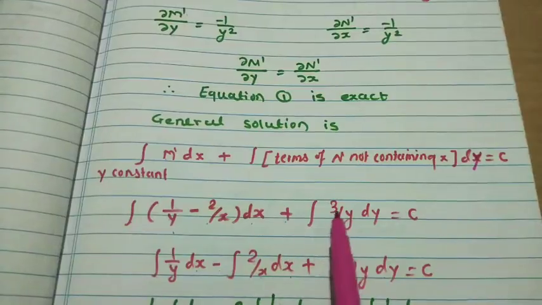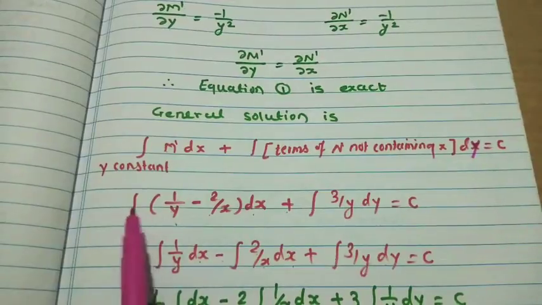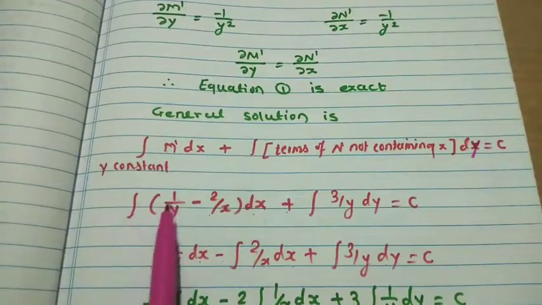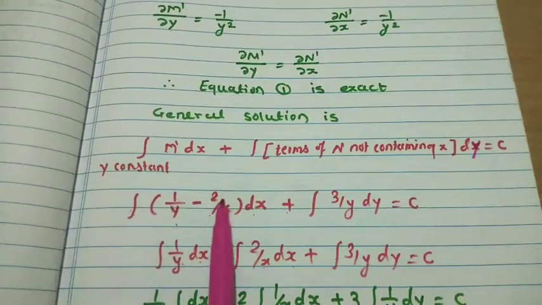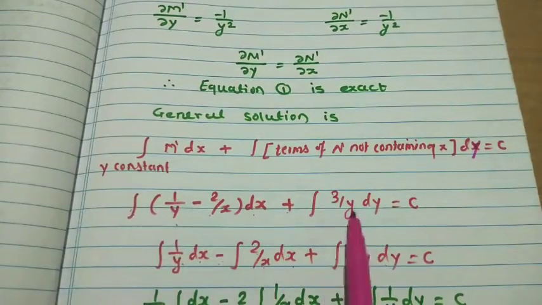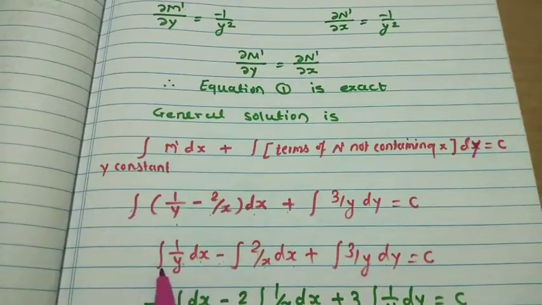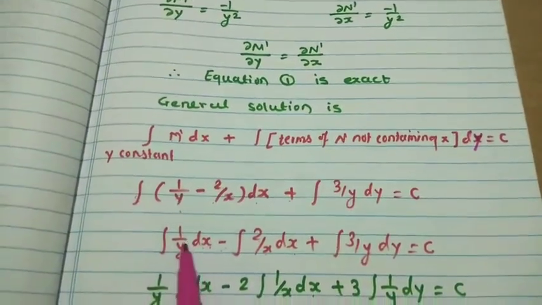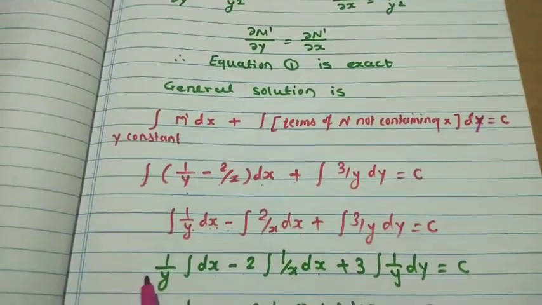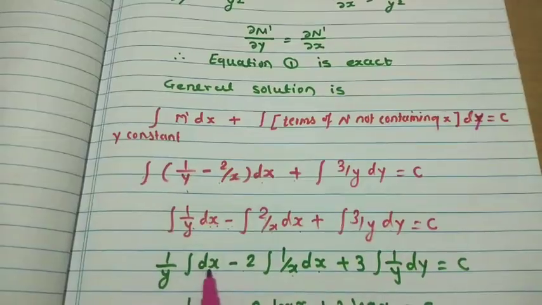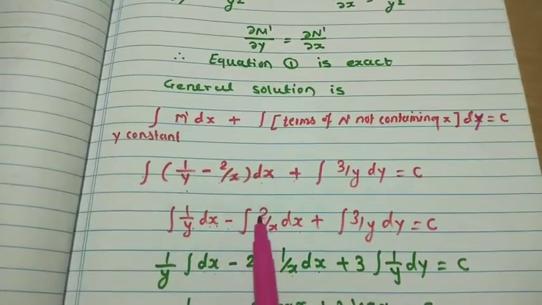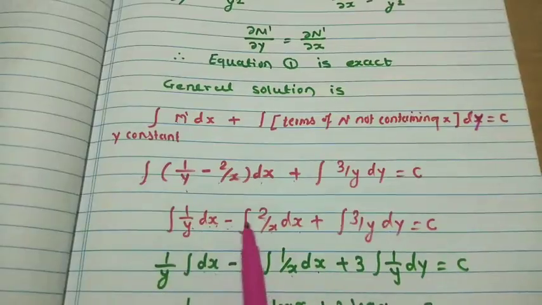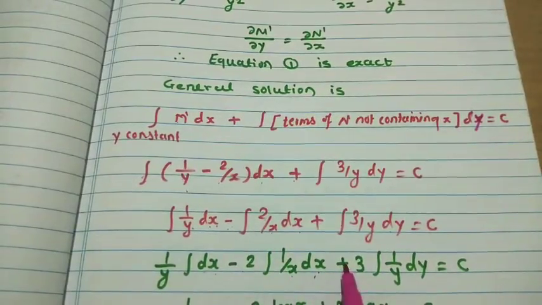So here the integration of 3/y dy equals c. Now separate this part: integration of 1/y dx minus integration of 2/x dx plus integration of 3/y dy equals c. When we are integrating with respect to x, obviously 1/y is a constant, so you can take it outside. So you will get 1/y times the integration of dx. Minus 2 is a constant, you can take it outside, so you will get the integration of 1/x dx, plus 3 is a constant, take it outside, you will get the integration of 1/y dy equals c.